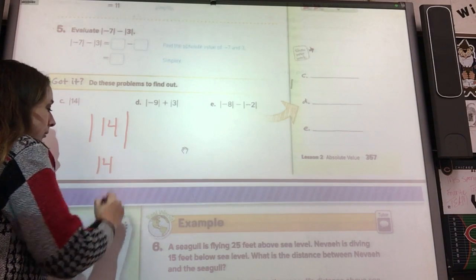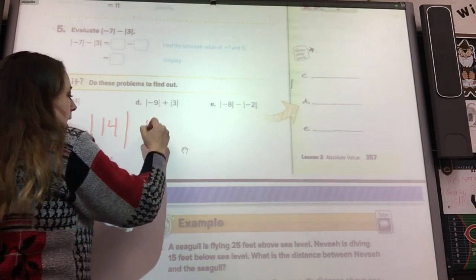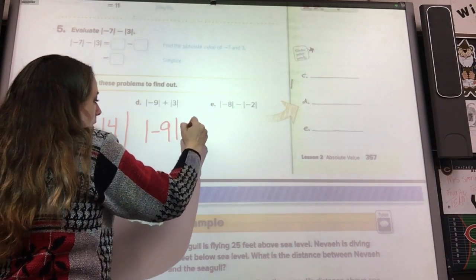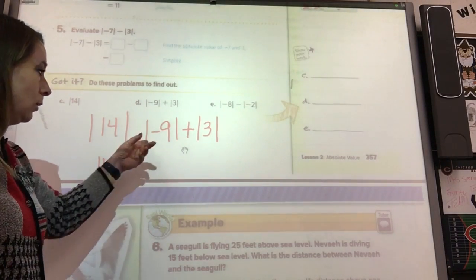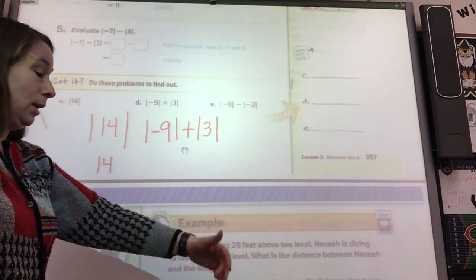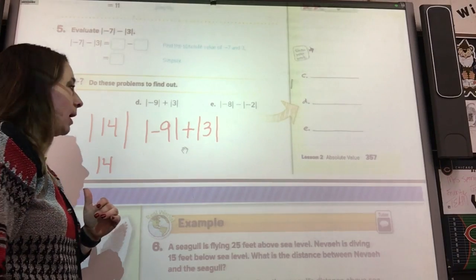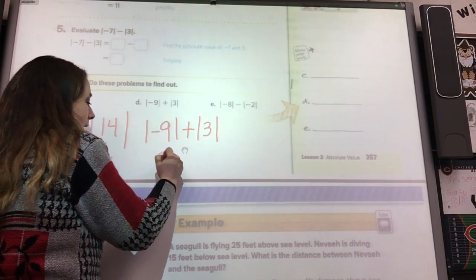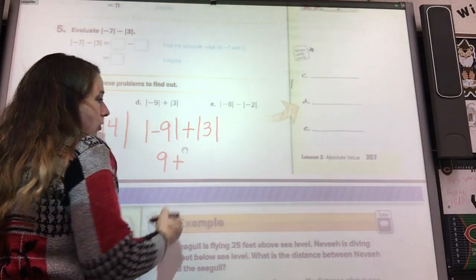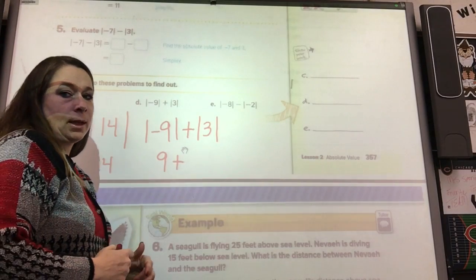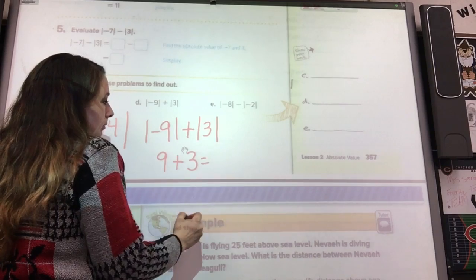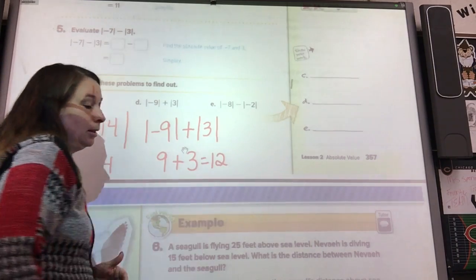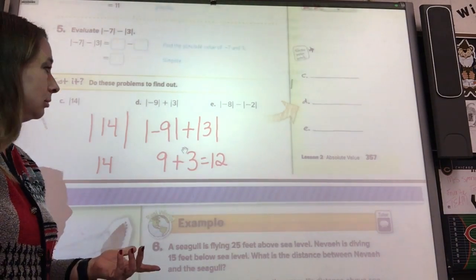Right, 14. This one says absolute value of negative 9 plus the absolute value of 3. What's the absolute value of negative 9? If I went 9 steps to the left, how many am I going to take back? Still going to take 9 back. If I took 3 steps that way, how many steps am I going to take back? 3. 9 plus 3 is 12. See, this is easy. This is just adding.